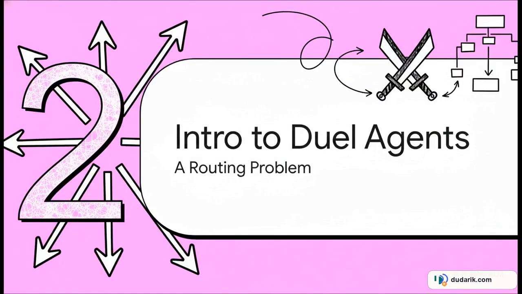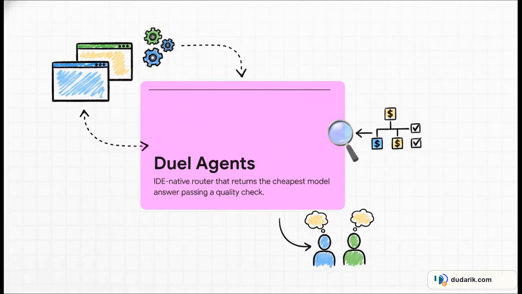Which brings us straight to section 2, introducing Duel Agents. And this tool is so cool because it reframes the whole issue. It treats your API bill not as a pricing problem, but as a routing problem. At its core, Duel Agents operates as an IDE-native framework. It basically takes your prompt, runs it against every model you have access to, and ultimately gives you the absolute cheapest answer that still passes a quality check.